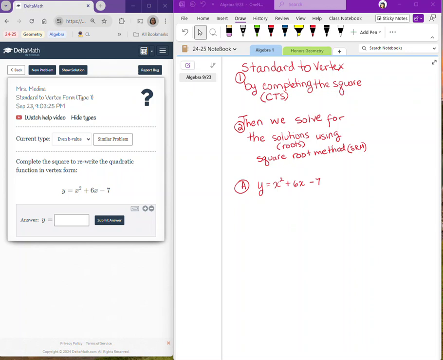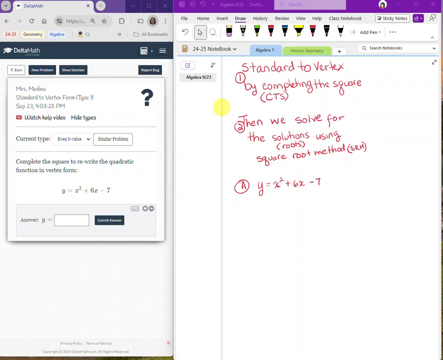Okay, so in this video I'm going to review standard to vertex, how to go from standard form to vertex form by completing the square (CTS). And once we have it in vertex form, we're going to solve the equation. Basically, we're going to find the roots, the solutions, using the square root method, which is an algebraic form. Yes, we can always go to decimals and find them in decimal form if we have to.